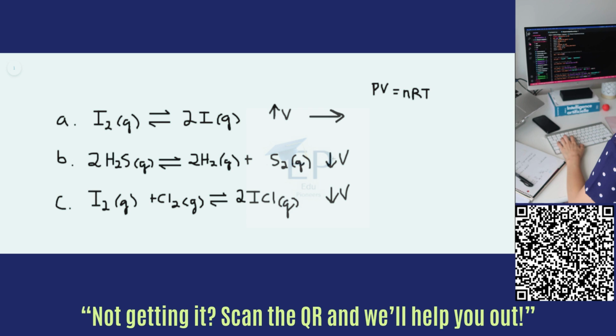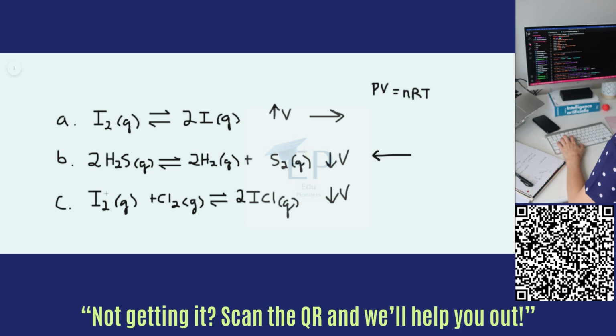In B, we're decreasing the volume. So if we look at PV = nRT, if we're going to decrease V, we have to decrease n to match it. So we're going to move this reaction towards the side with the fewer number of moles of gas. Reactants has 2 moles, products has 2 plus 1 is 3, so we're going to move this to the left.